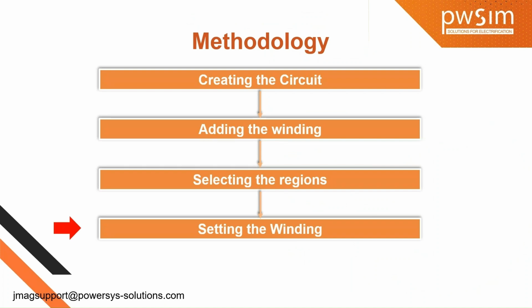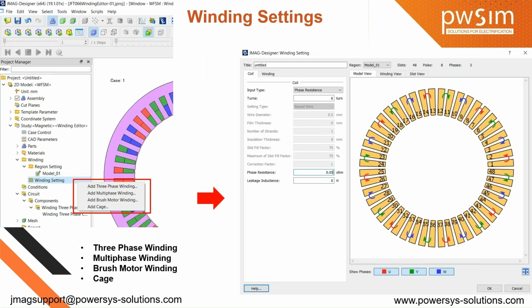So the last step is the winding setting. We will set the winding properties here. As you can see on the screen, I already mentioned that we have two different subsections in the winding. The first one is region setting, and the second one is winding setting. In the winding setting, just right click on the winding. You can see four options here: add three-phase winding, add multi-phase winding, add brush motor winding, and add cage. These four options are available here.